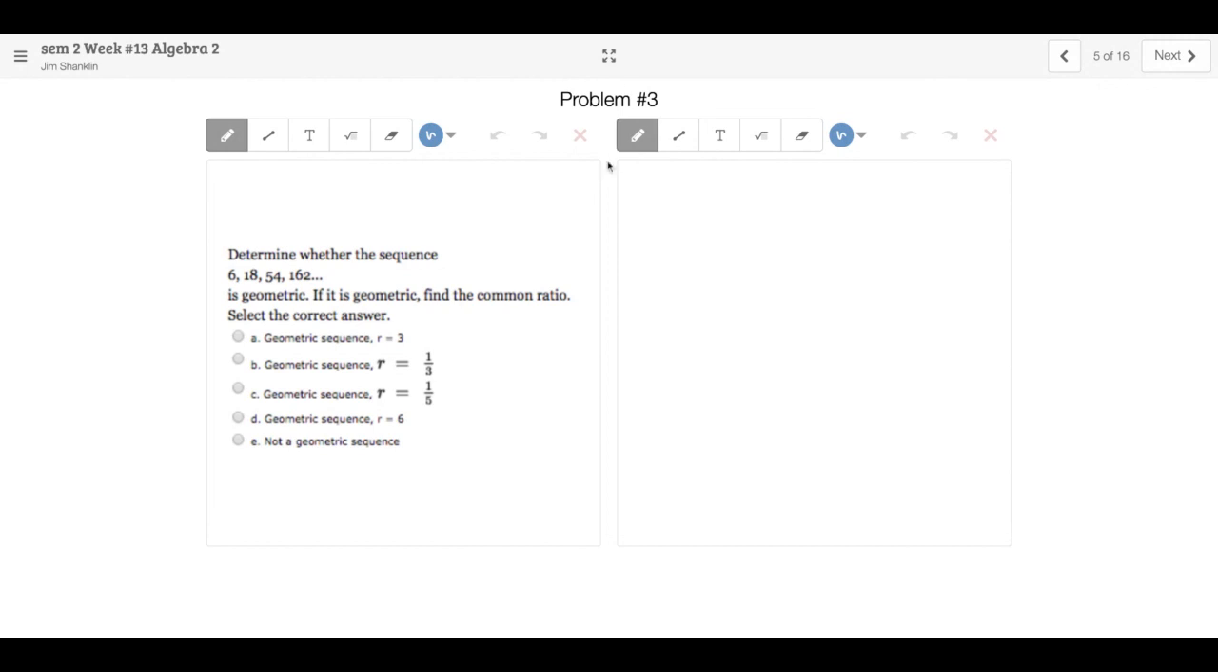All right. So in this problem, it says, determine whether the sequence 6, 18, 54, 162 is geometric. If it is geometric, find the common ratio. Select the correct answer. Okay. So I'm looking at this problem, and it looks like if I multiply by 3, so 6 times 3 is 18, times 3 is 54, times 3 is 162. It definitely is a geometric sequence. So my R value is 3. My first term is 6. So if I write an equation, a sub n is equal to first term times the ratio to the n minus 1.